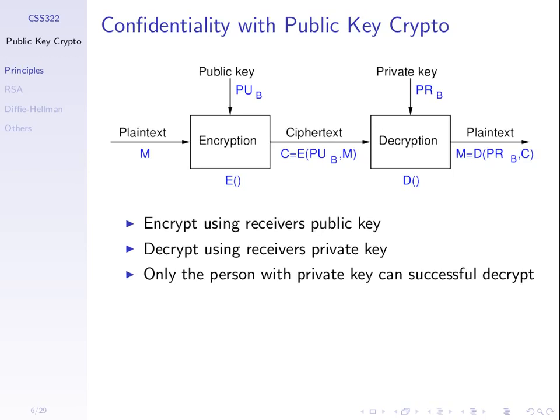So assuming that the attacker cannot find the private key, this provides confidentiality because the only person with PRB is user B. Therefore, the only person who can decrypt the ciphertext is B. No one else can decrypt, so no one else can see the message. So if the attacker cannot find the private key of B, then this provides confidentiality.